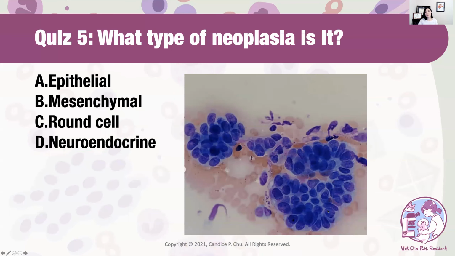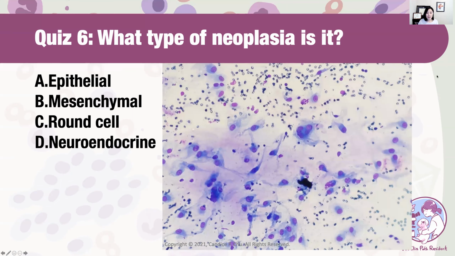All right, now we are going to answer a few more quiz questions. So for this one, my question is, what type of neoplasia is this one? And assuming we are in low power looking at the overall cell distribution in this neoplasia, is it an epithelial cell? Is it a mesenchymal cell? Is it a round cell, or is it a neuroendocrine cell? All right, pick your answer and we'll move on to the next question.